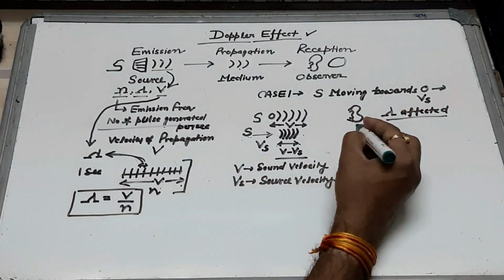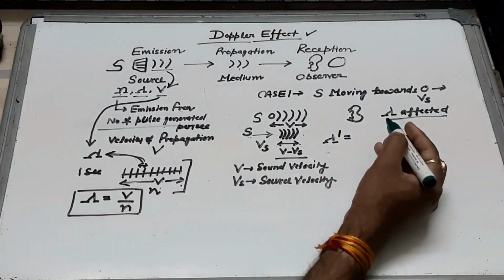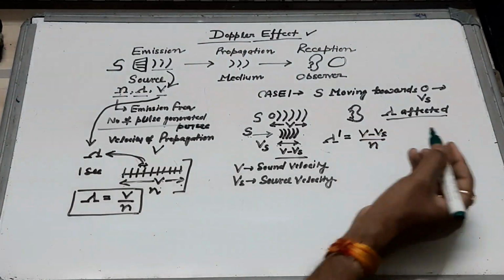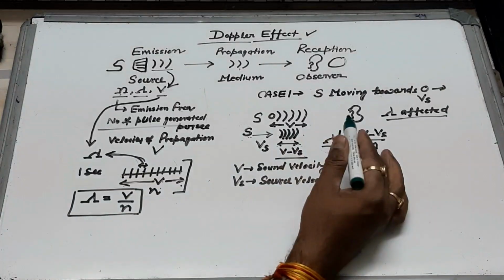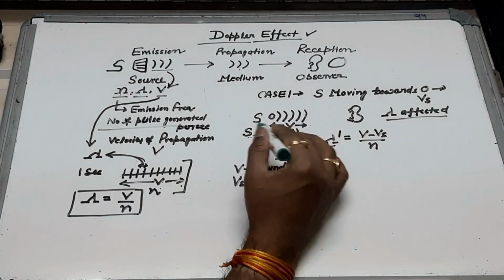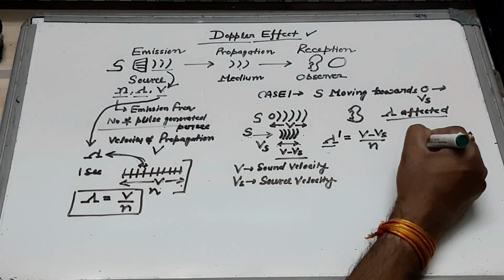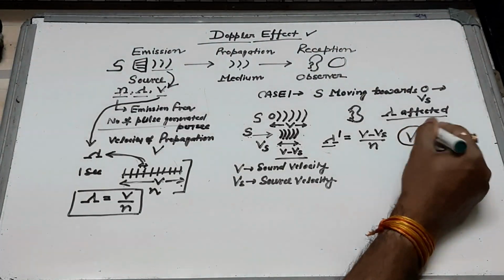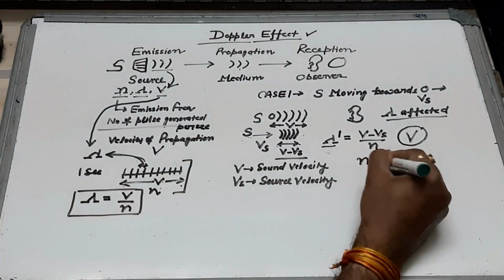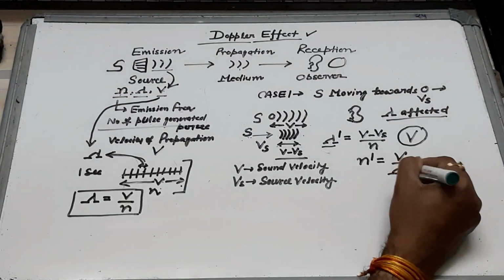In that case, what is the effective wavelength? The effective wavelength, lambda dash, will be (v minus vs) divided by n. That is the effective wavelength of the wave propagating. Meaning the wavelength of the wave is actually distorted due to the motion of the source. Now the velocity of propagation is v. It is medium dependent. Correct? Then the effective frequency n dash is equal to v by lambda dash. Lambda dash has been changed due to the motion of the source.